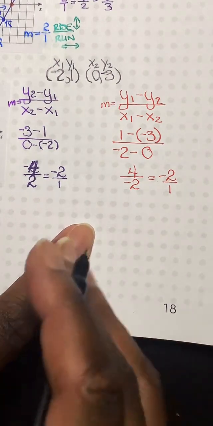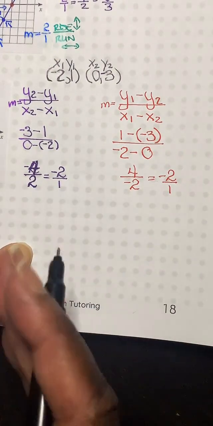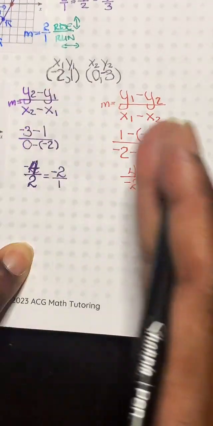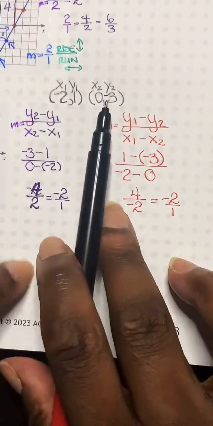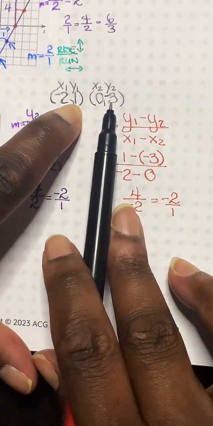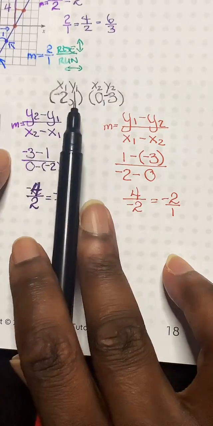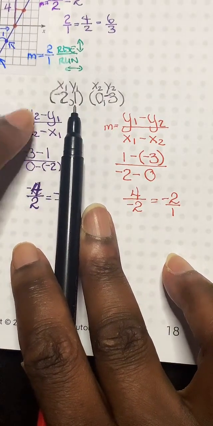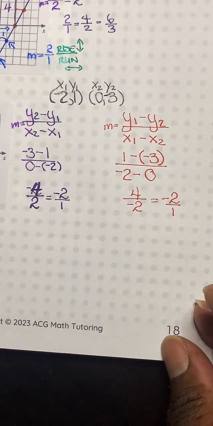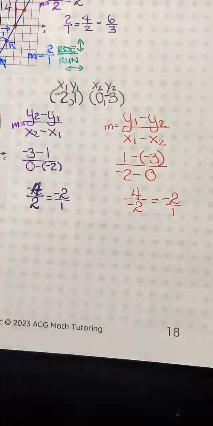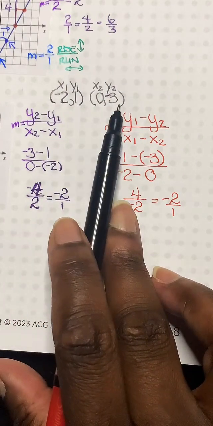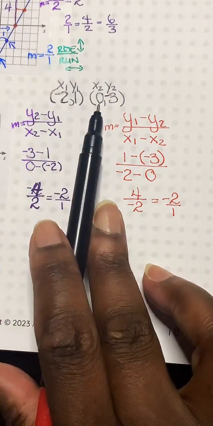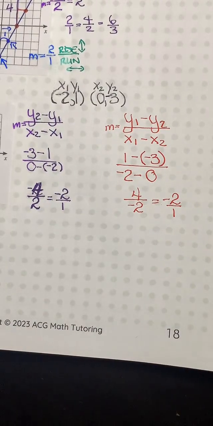So my thing is, if you are used to reading from left to right, why not do the same thing for slope? This is what happens to people. They get lost after the y and they go negative 3 to 1, minus 1, and then they do negative 2 minus 0. So if it mixes you up, why not do this? Do the difference of your y's, go from left to right. Difference of your x's, go from left to right. You're going to get the same exact answer.